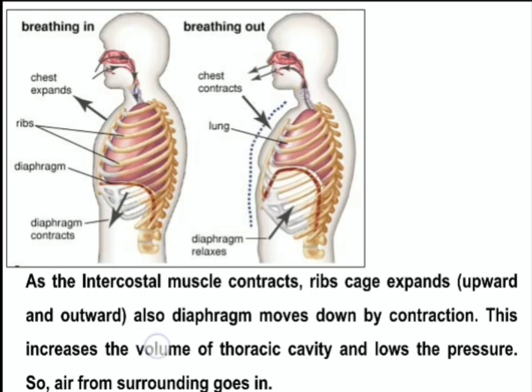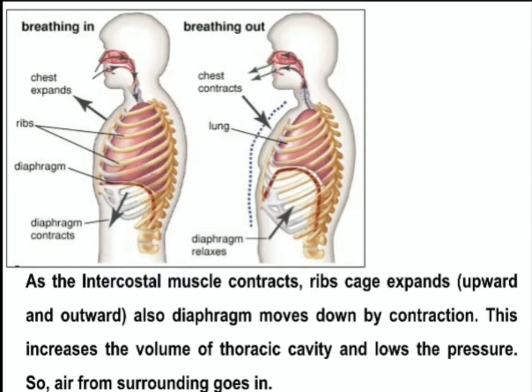The intercostal muscles present on the rib cage are going to contract. First of all, these muscles contract, and because of their contraction, the rib cage will expand. The rib cage will expand in two ways. One is the upward manner, going up, and yes, the outward manner, going outside. In this way the rib cage is going to expand, and also the diaphragm moves downward because of the contraction. So the diaphragm will contract and move downward. So what will happen because of this? This will increase the volume of the thoracic cavity.